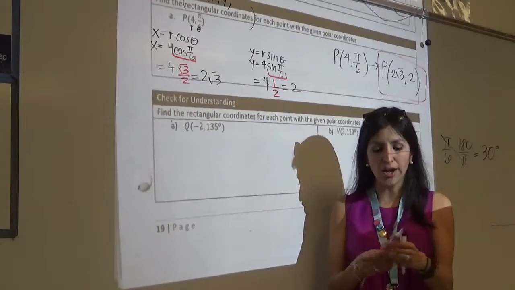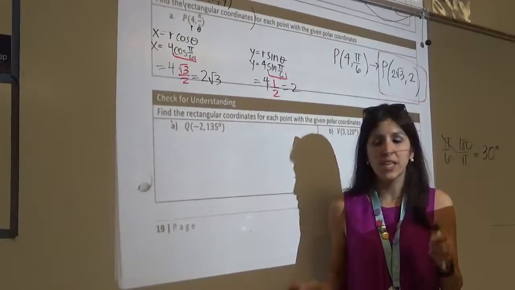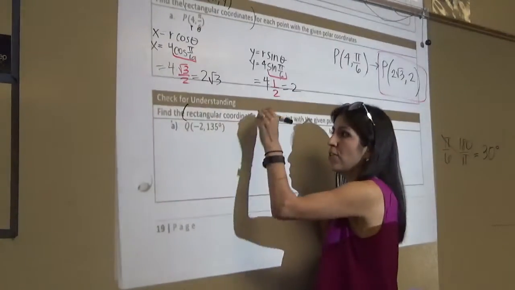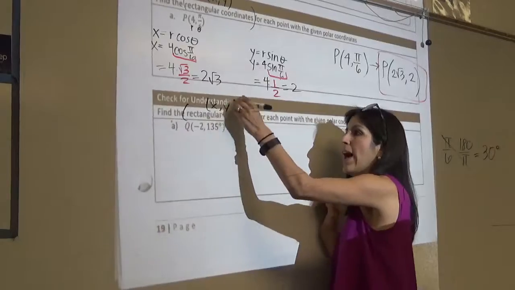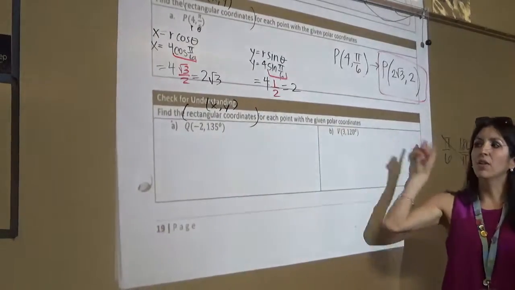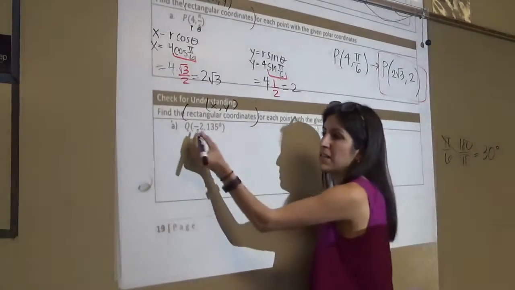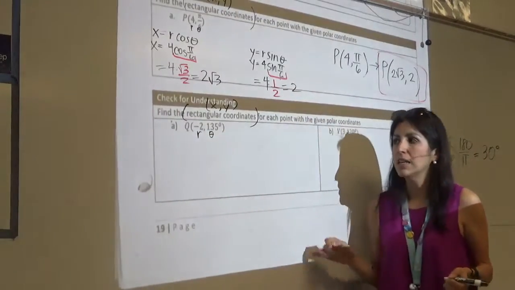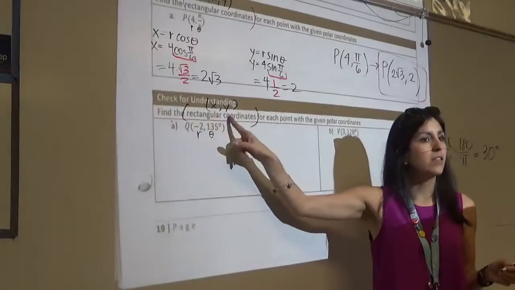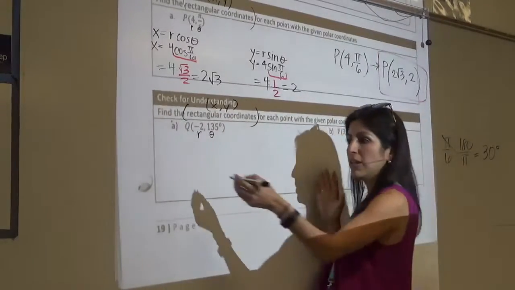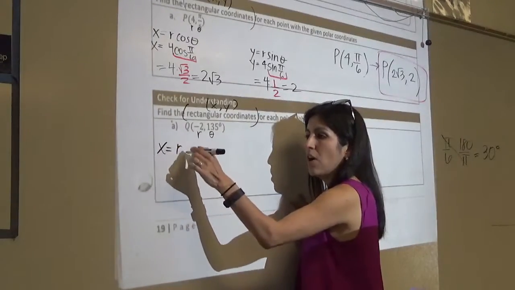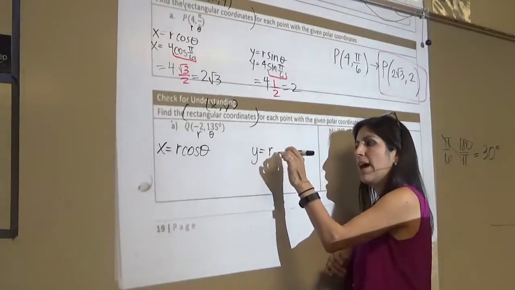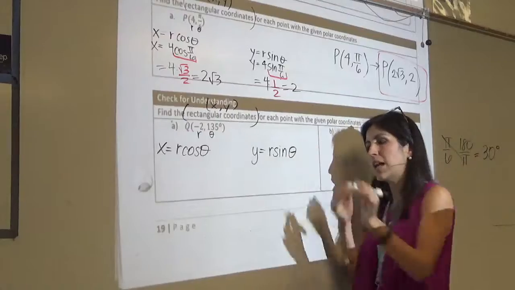So as we're getting started, this is still pretty new. We start the same way. We read the directions: find the rectangular coordinates, the x and the y, for each point with the given polar coordinates. That means this Q point I have is my r and my theta. I need an x and a y. I've got a formula for x. It's r cosine of theta. I've got a formula for y. It's r sine of theta.